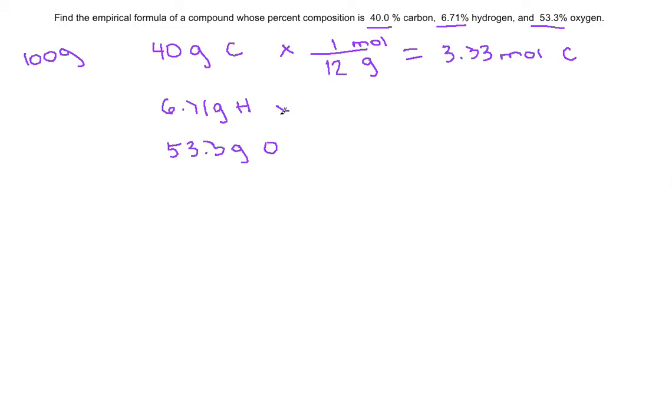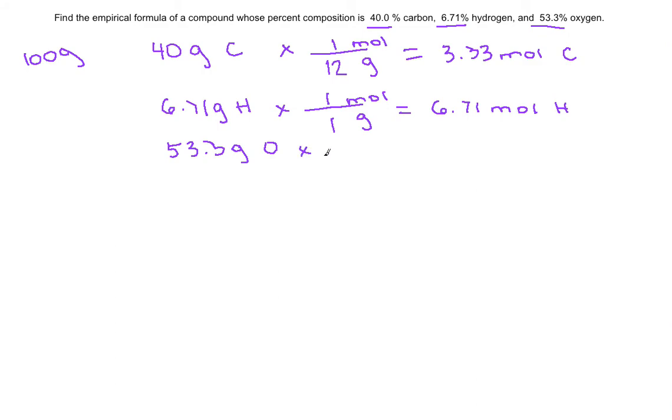Now I'm going to crisscross swoosh again for hydrogen. I'm going to put grams on the bottom to get rid of them, moles up top, just like I did before. If you look at your periodic table, what you'll find is that the atomic mass of hydrogen is just 1 gram for every 1 mole. Therefore, my number of moles of hydrogen is 6.71 moles. Pretty nice and easy.